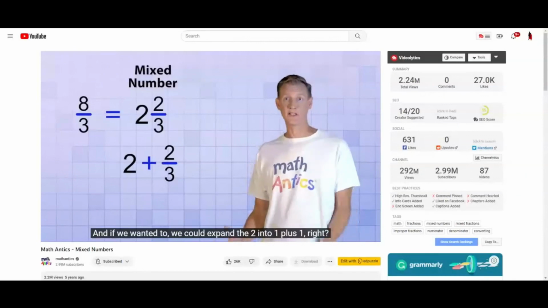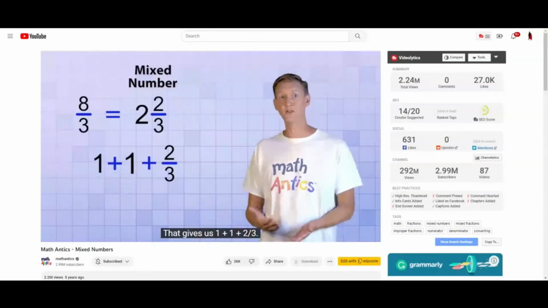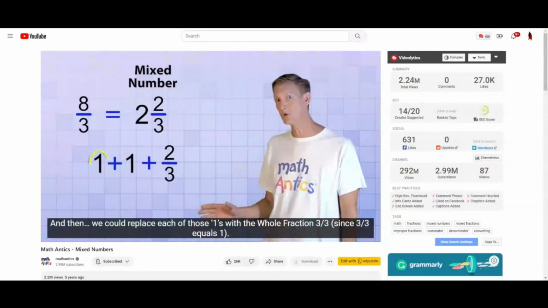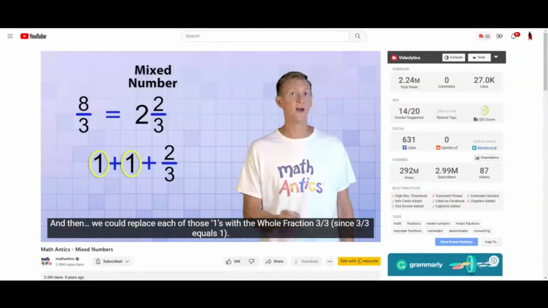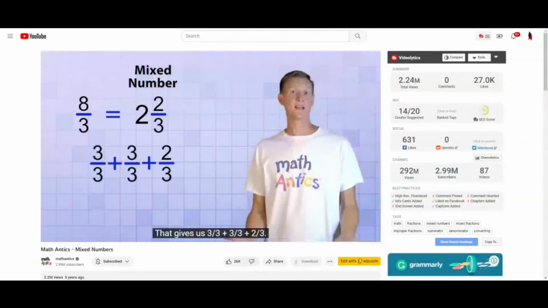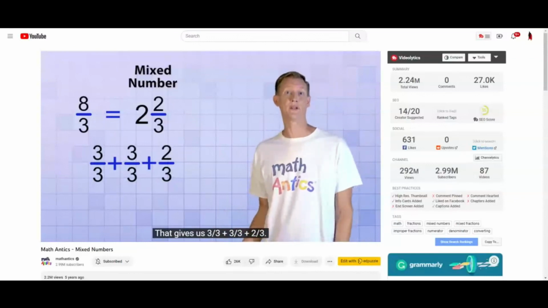And if we wanted to, we could expand the 2 into 1 plus 1, right? That gives us 1 plus 1 plus 2/3. And then we could replace each of those ones with the whole fraction 3/3, since 3/3 equals 1. That gives us 3/3 plus 3/3 plus 2/3.